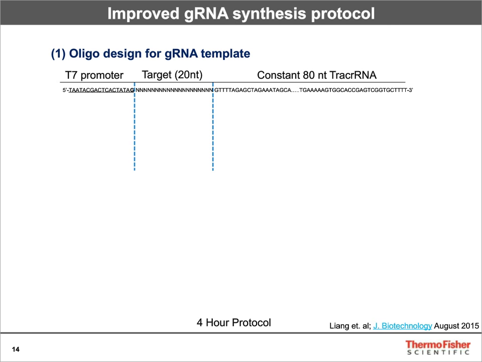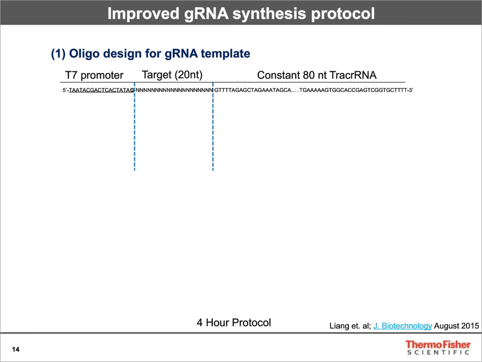So the first step is to design your guide RNA template. In your template, you have the 5' region that has the in vitro transcription promoter, in this case the T7 promoter, followed by the 20 base target-specific region that you would have designed using the tool, and then the constant 18 nucleotide tracer RNA coding region.